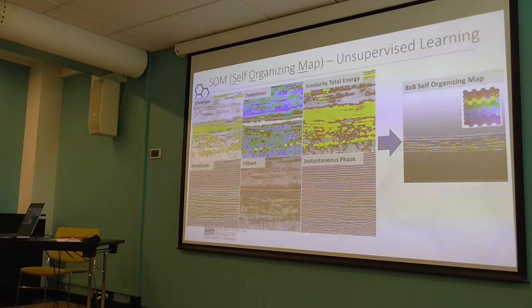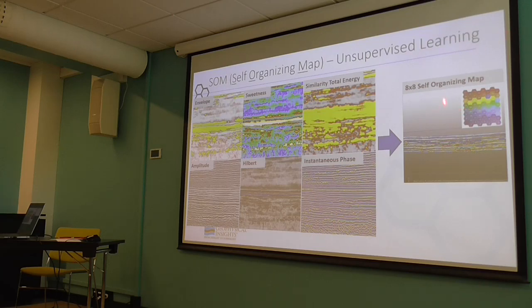So here's an example of Paradise's self-organizing map. It's unsupervised machine learning. All right, so here's an example of 6 seismic attributes. I have my envelope, my sweetness, my similarity, total energy, amplitude, Hilbert, instantaneous phase. Now if you were to do a cross-plot on a few of these, you might be able to pull out some patterns, right? But what we do is we're going to plot all of these in high dimension space, and we're going to make what's called a self-organizing map.